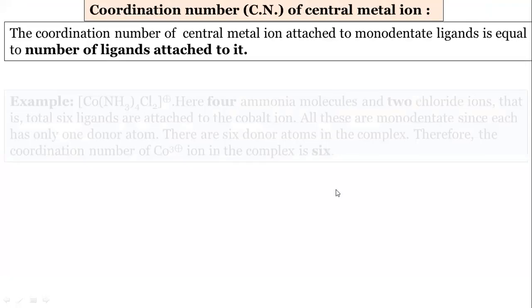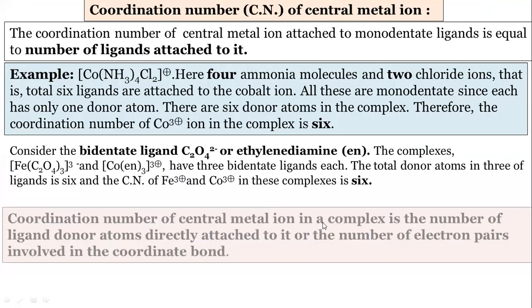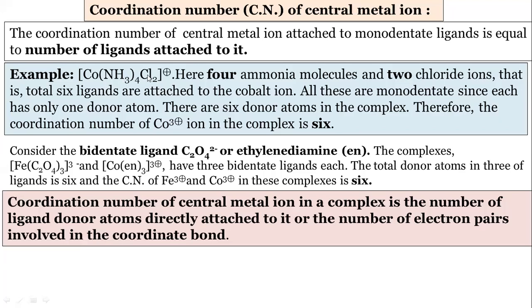Just I will take one example and then I will start the next part. If the ligands are bidentate, now you know what is meant by bidentate ligand. The ligand which contains only one donor atom, these are called bidentate ligands. And if bidentate ligands are there, see this example carefully. In this example, we can see, first we will discuss the definition of coordination compound.